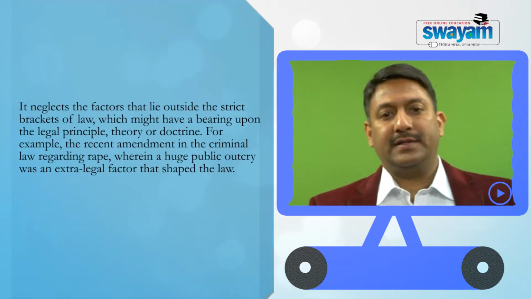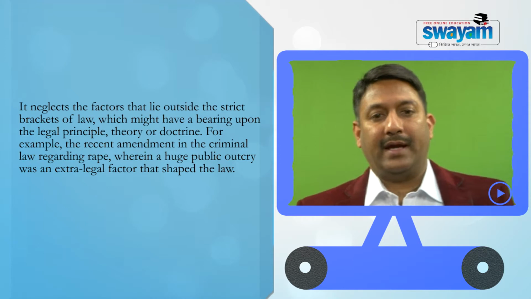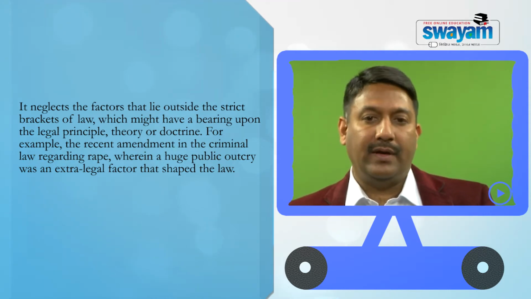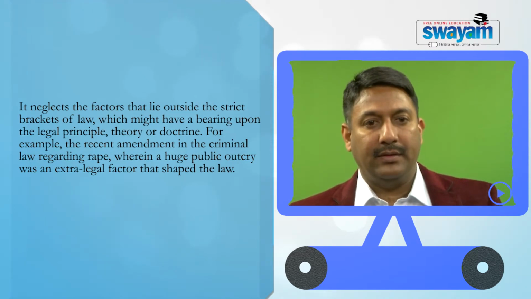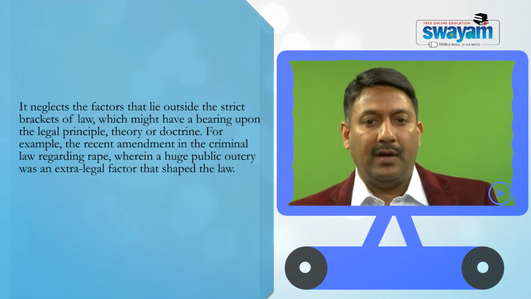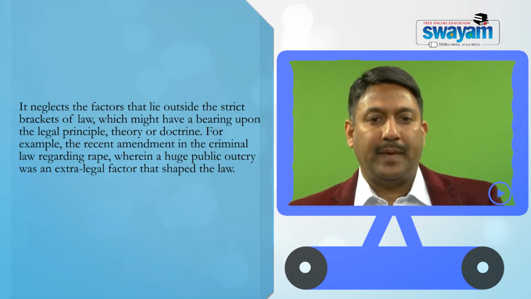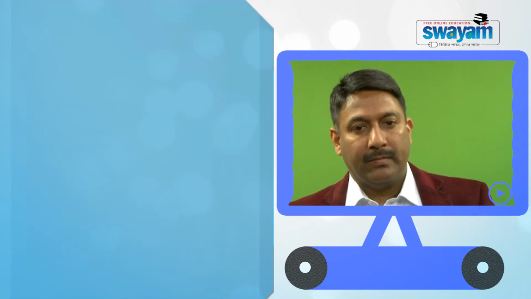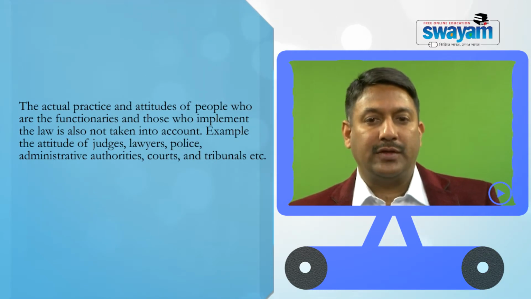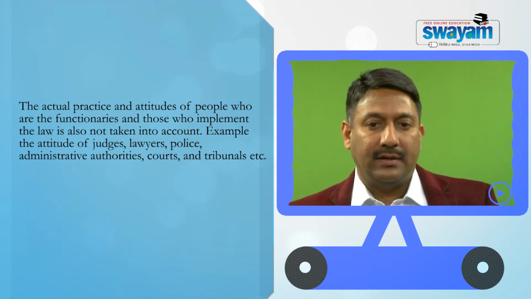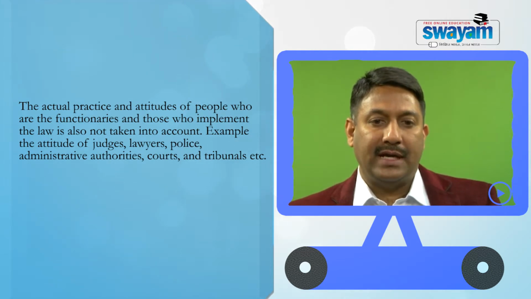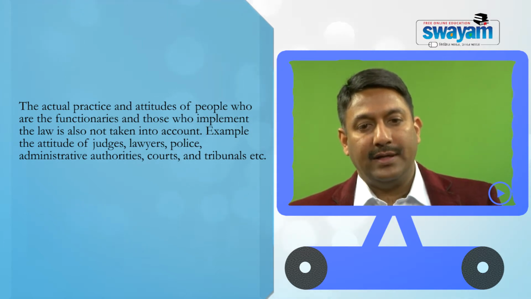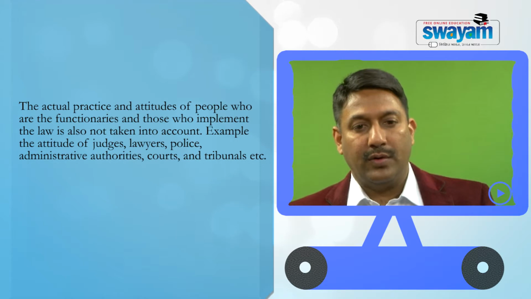It neglects the factors that lie outside the strict brackets of law, which might have a bearing upon the legal principle, theory, or doctrine. For example, the recent amendment in the criminal law regarding rape, wherein a huge public outcry was an extra legal factor that shaped the law. The actual practice and attitudes of people who are the functionaries and those who implement the law is also not taken into account. For example, the attitude of judges, lawyers, police, administrative authorities, courts, and tribunals, etc.